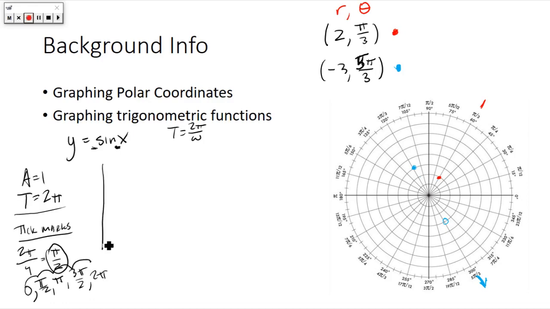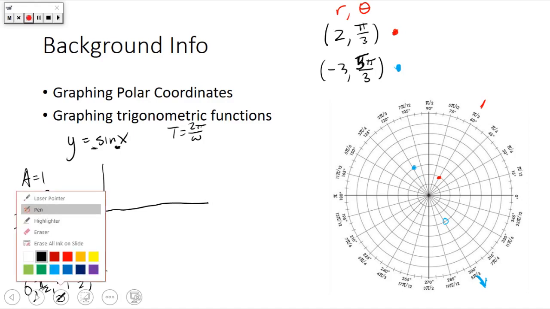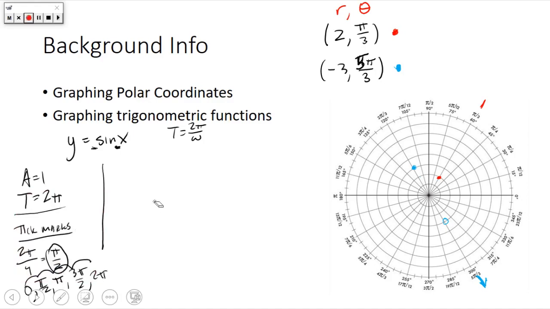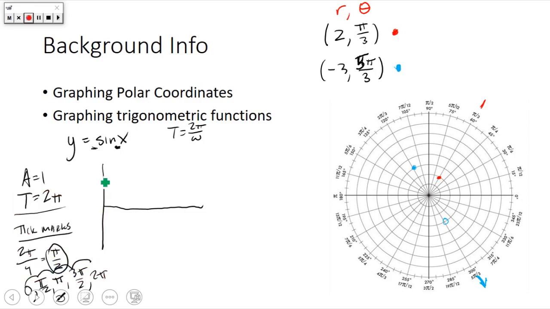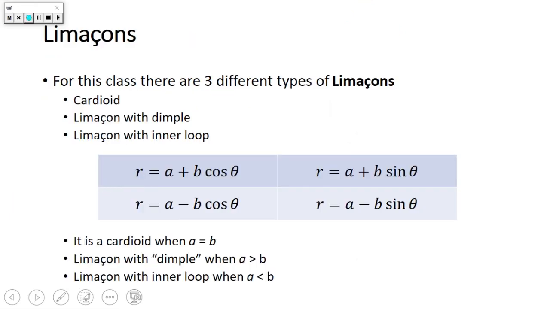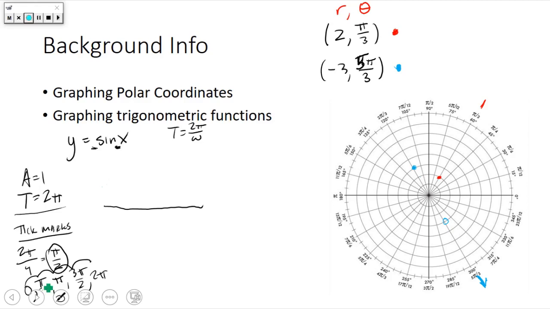So the last step is to just graph this. It's real crooked, but I'm doing my best. We're going to go 1 up.